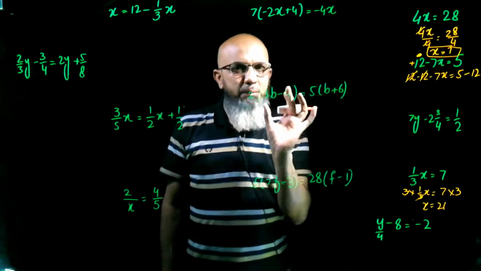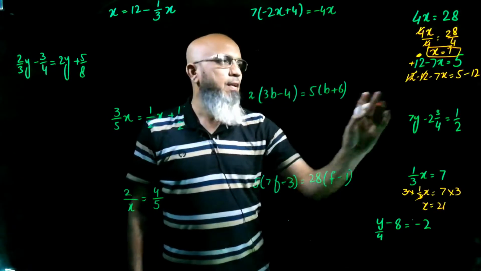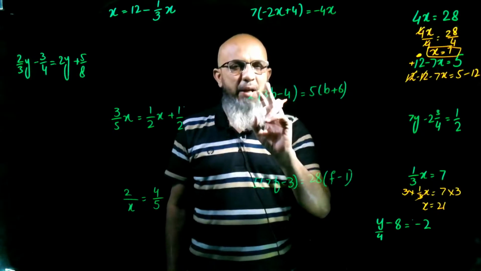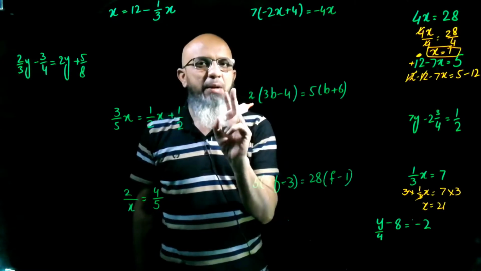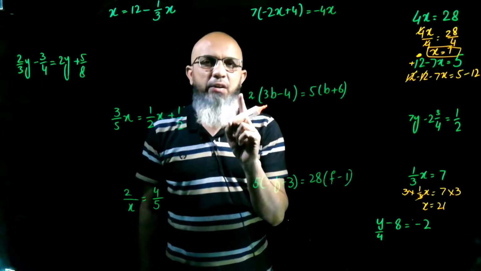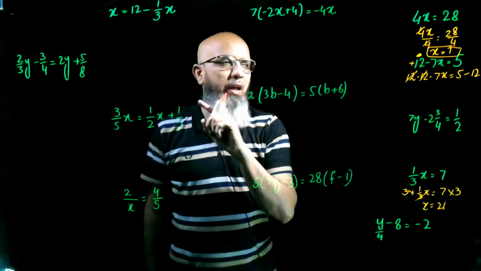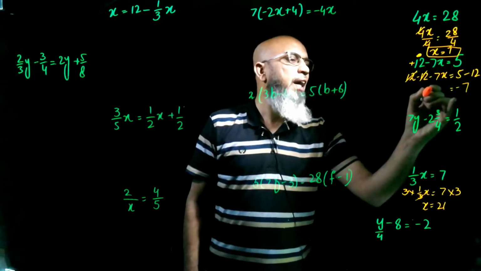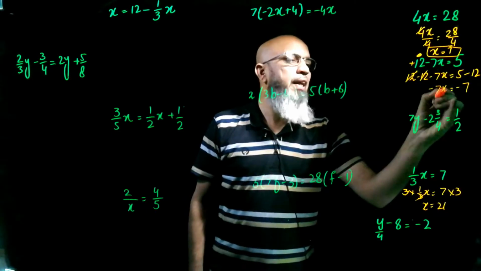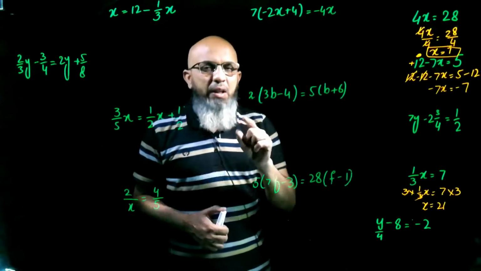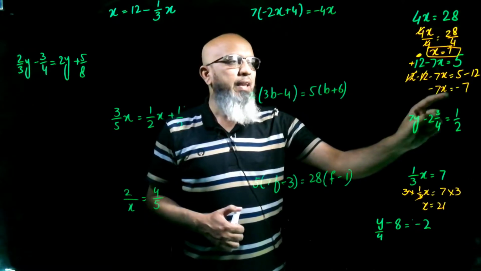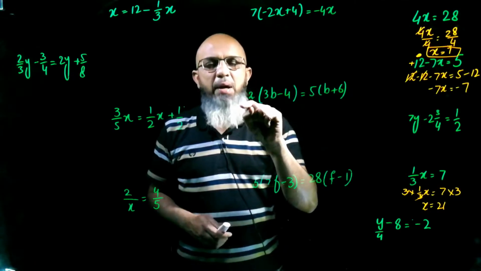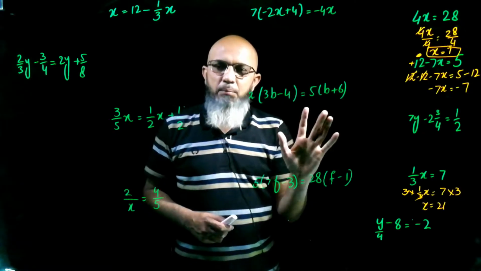So here comes the rule of integers. What is the sign of 5? That is plus. What is the sign of 12? That is minus. Signs are different. We will subtract and always take the sign of the larger value. So 5 minus 12 we will get minus 7, and what we get here is minus 7x. So what is with x now? With x the coefficient is minus 7. So we will divide by minus 7 on both sides.